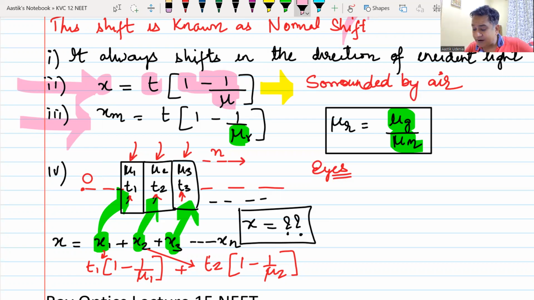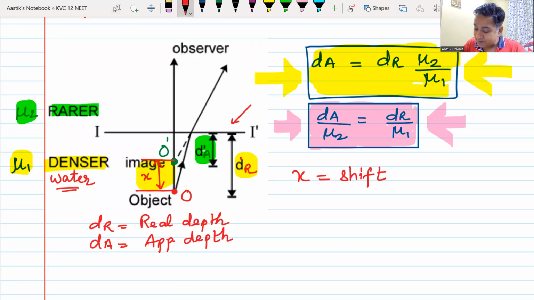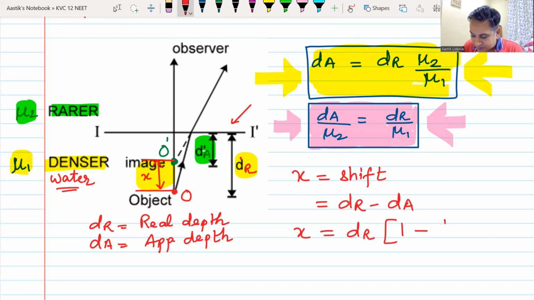How do I get the value of this shift x? This x is very simple to get. It is real depth minus apparent depth. So you subtract the apparent depth from the real depth and you get your answer. I will not go into the calculation part because that is not required. I will just tell you the shift: d_r into (1 minus 1 by mu_r).